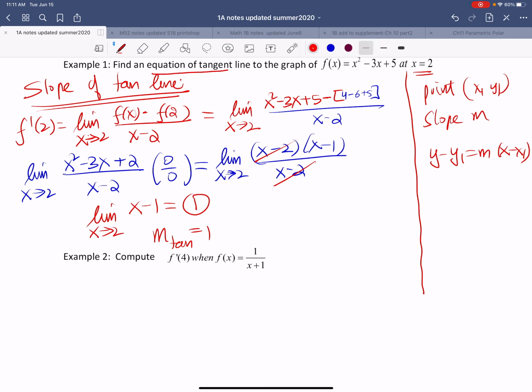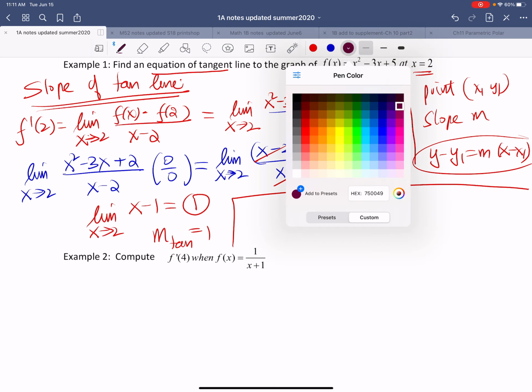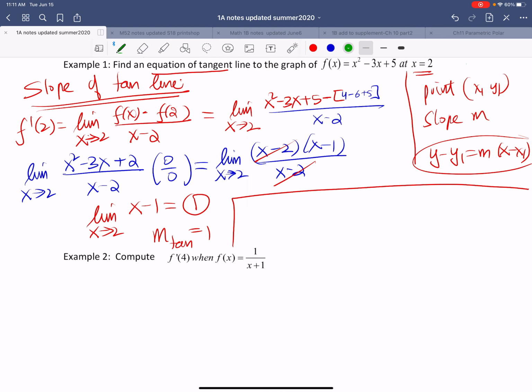Once we have the slope of the tangent line, it's really not that big of a problem now, because we know the point slope form. We can just plug everything into the point slope form. Okay, so let's find the point on the line. We're given the x coordinate is 2. If I plug the 2 back into f of x, I can find the y coordinate, which is 2 squared minus 3 times 2 plus 5, which is 4 minus 6 plus 5, and that is a 3.